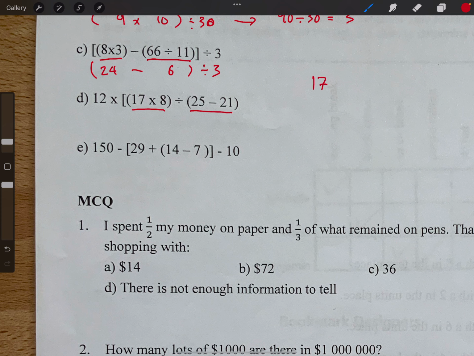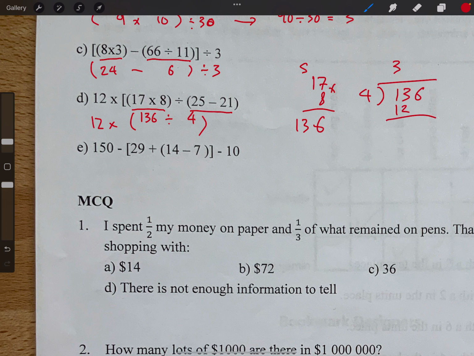17 times 8, that is 56. 1 times 8 is 8, plus 5 will be 13. This will be 136 divided by, now this will be 25 take away 21, that's 4. So now we have 12 times 136 divided by 4 in brackets. So we do the brackets first. Then we do 136 divided by 4. You're going to get 3. This will be 12, 16, 4. This will be 34. All right.